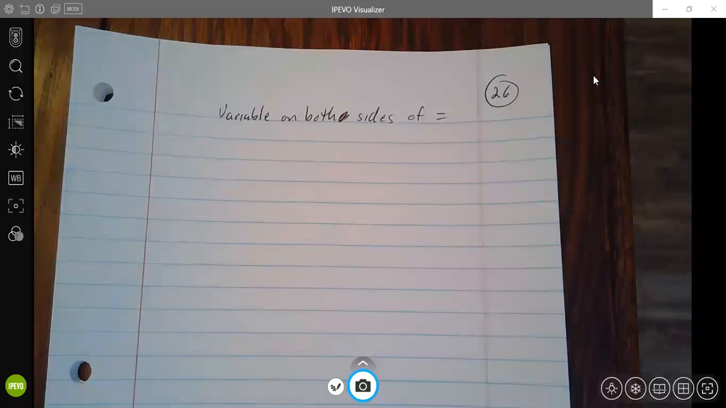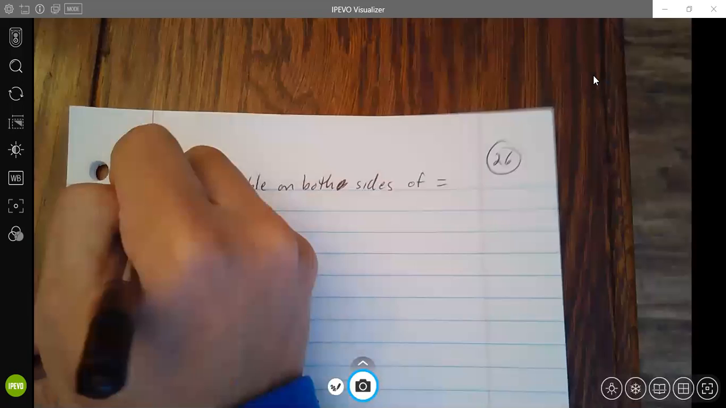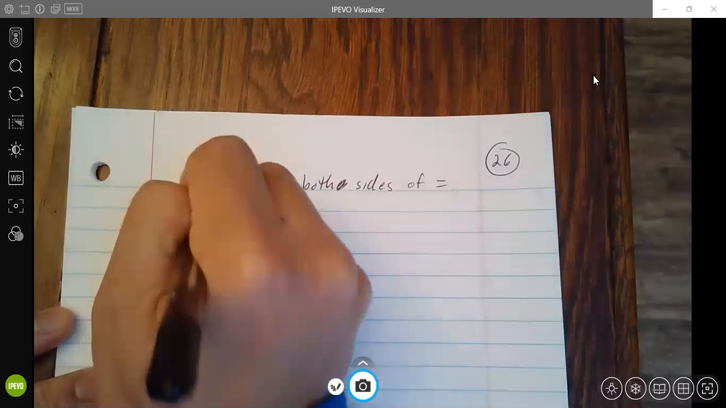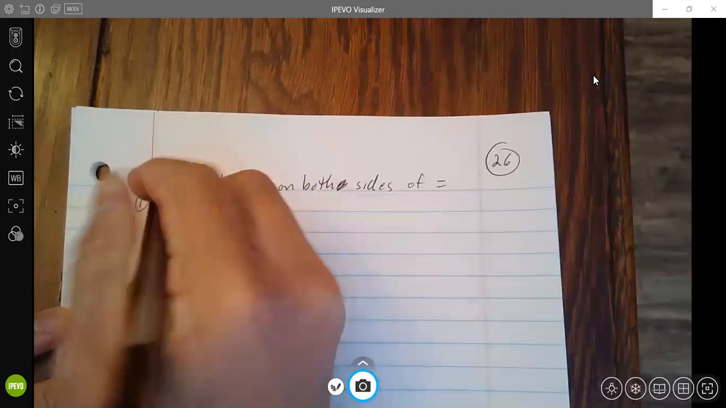Okay, so I have 6 examples for you. So let's go ahead and jump into the first one here. All right, so the first example looks like this. Negative 7x equals 6 minus 5x.